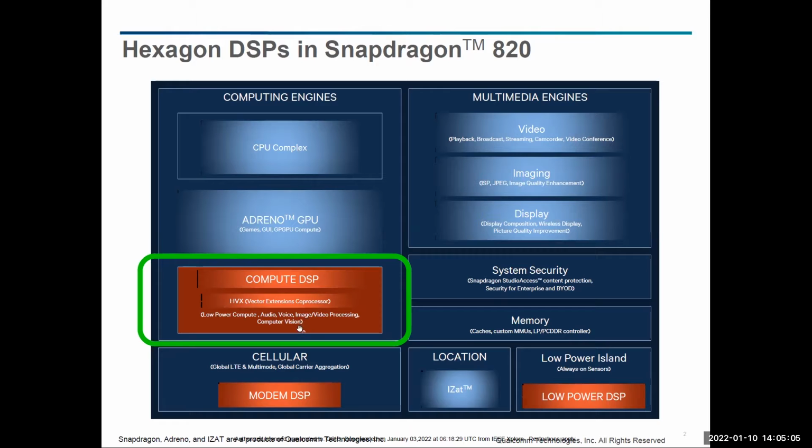Apart from the compute DSP, there's another Hexagon DSP dedicated to modem processing. This modem DSP is responsible for all our communications from the phone to the network, which include 4G or 5G communication and carrier aggregation. All these are handled by the modem DSP, which is a different version of Hexagon DSP.